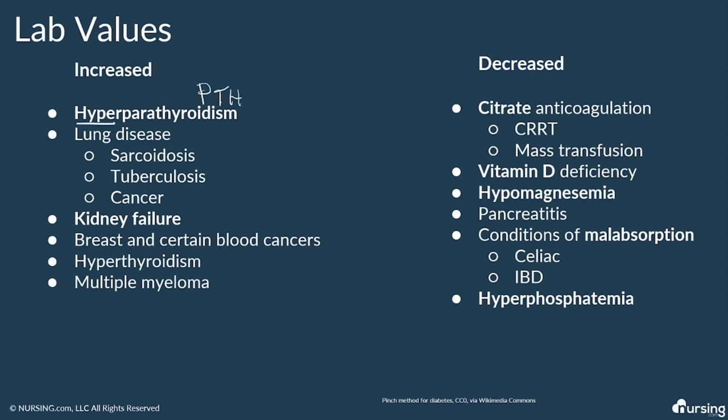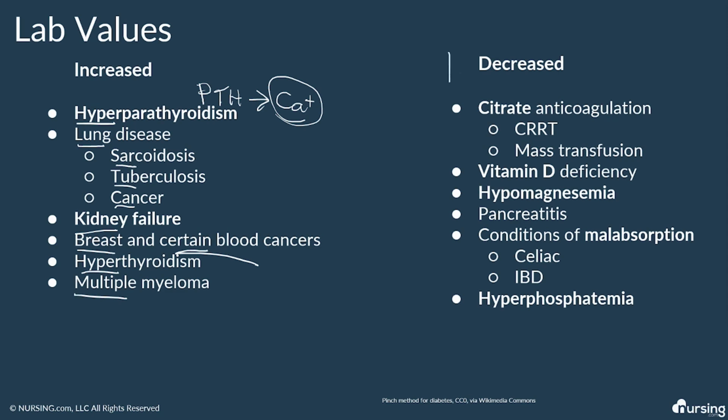PTH, parathyroid hormone, draws calcium out of the bones and into the blood. So of course we would see an increased level. It's also evident in lung disease, in sarcoidosis, tuberculosis, and even cancer of the lungs. Kidney failure, we just talked about some excretion, as well as breast cancer and other blood cancers can really affect ionized calcium. It's also evident in hyperparathyroidism and multiple myeloma.